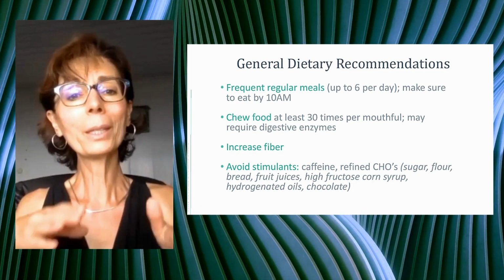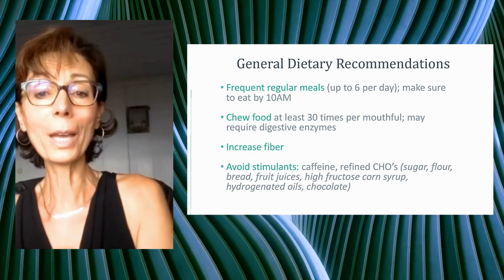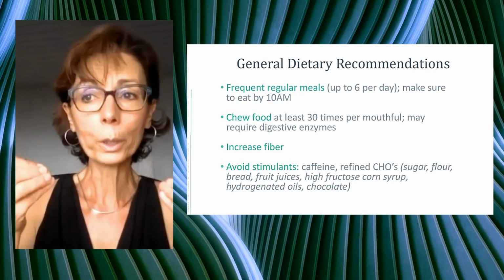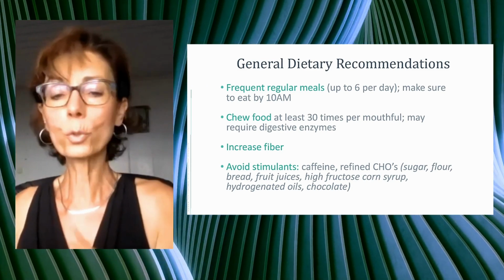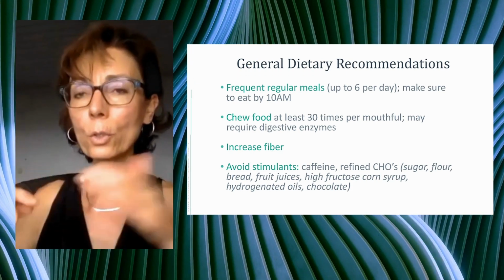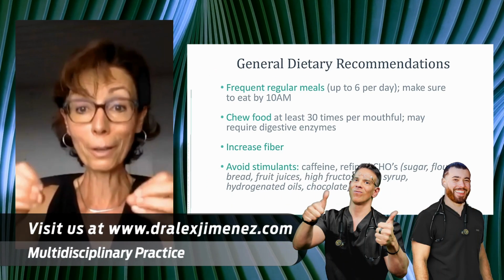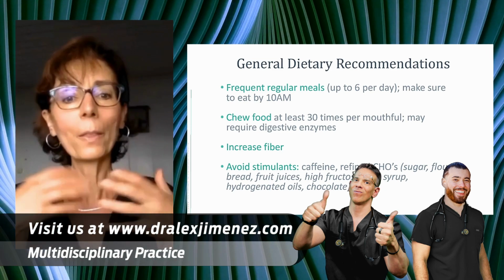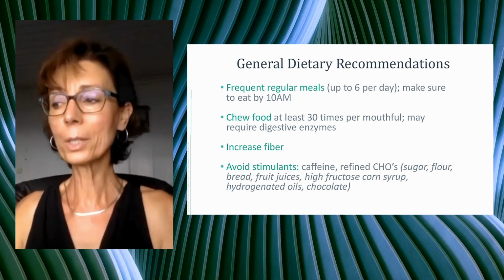Sometimes when someone is having hypoglycemic episodes, they may need to eat up to 5 or 6 meals per day. Focus on chewing, chew at least 30 times before swallowing. And it's not about chewing a little bit, swallowing, and then continuing to chew and counting. It's chewing 30 times and then swallowing. And then we're going to need to increase fiber and avoid stimulants.